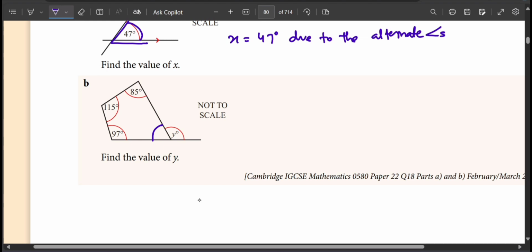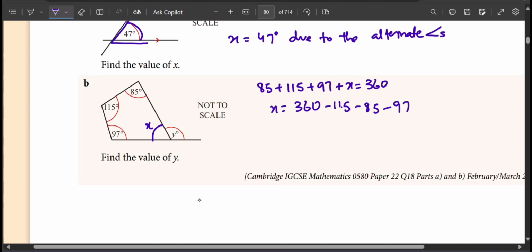Let's add them up. Let's say this is x. This is 97 plus x, and that has to be equal to 360. Now you're going to do 360 minus 115 minus 85 minus 97, and let's do this on the calculator. Just wait for me. 360 minus 115 minus 85 minus 97 will give us x equal to 63 degrees.